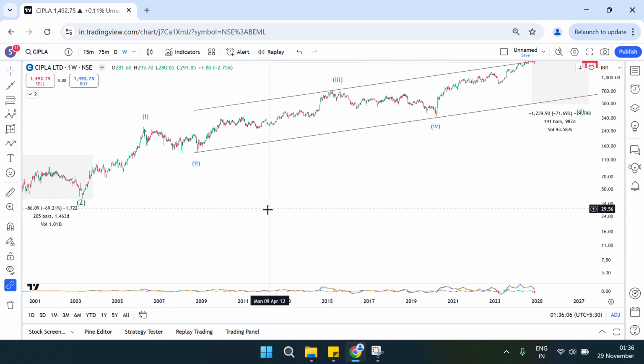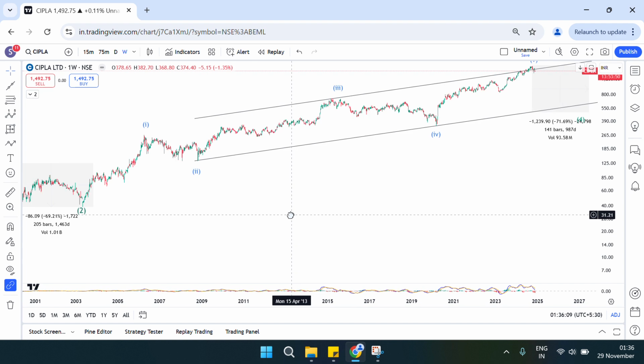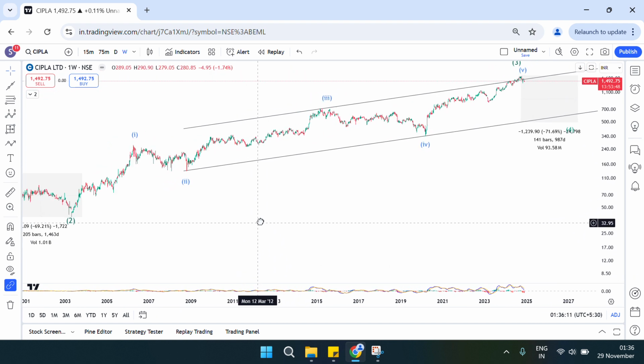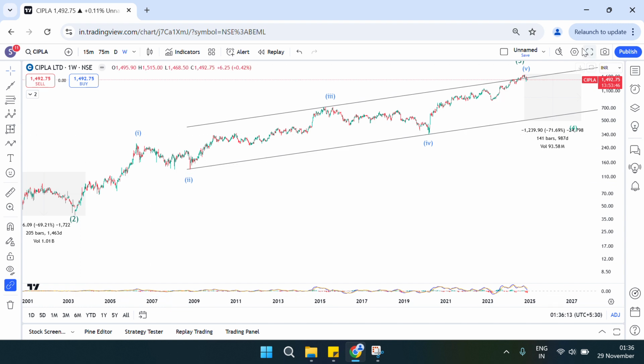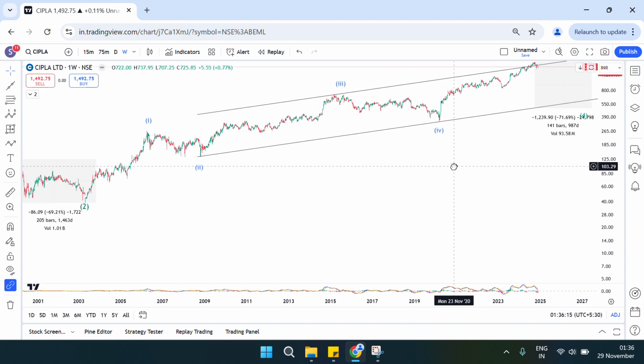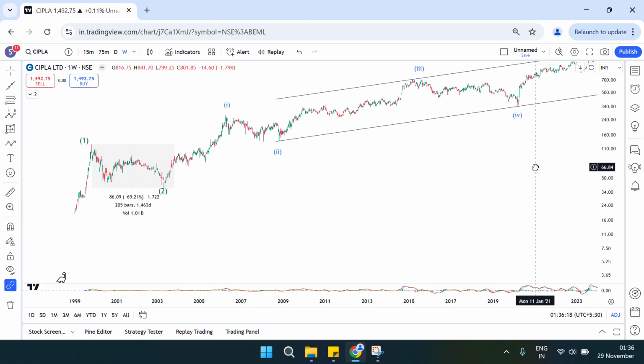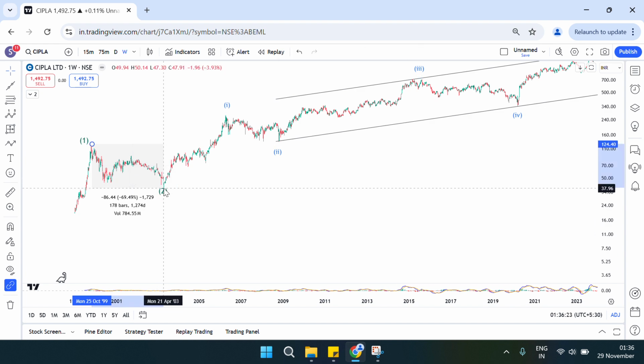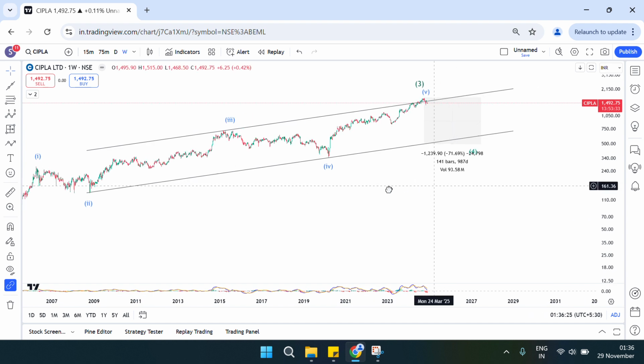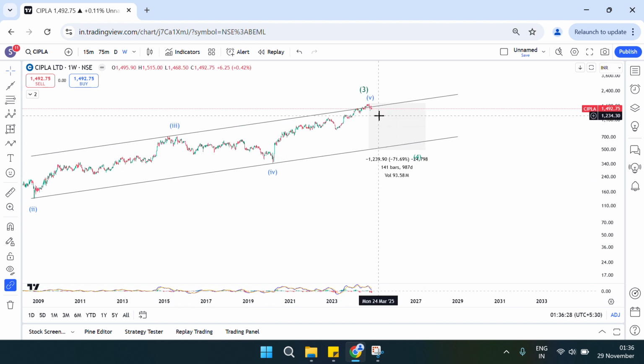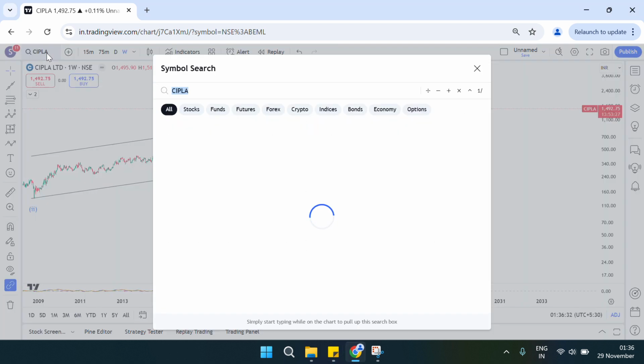Cipla has been in a very long extension that lasted almost 20 years, so we will have a very slow movement to make wave 4. This has taken 205 weeks, 178 weeks. We will have a proportionate number of weeks for making wave 5. Next is Tata Consumer.